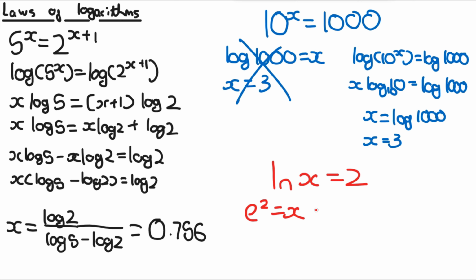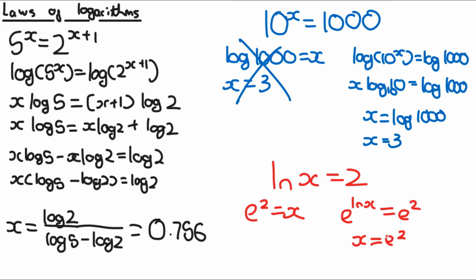But the other thing that we could do is make e the base of both the sides. So this is going to become e to the power of the natural log of x, and this is going to become e to the power of 2. Again, we've affected both sides the same, and this still works. And remember, in the laws, if you do to the power of a number and the base here is the same number, this is just going to be equal to this here. So this is x is equal to e to the power of 2.